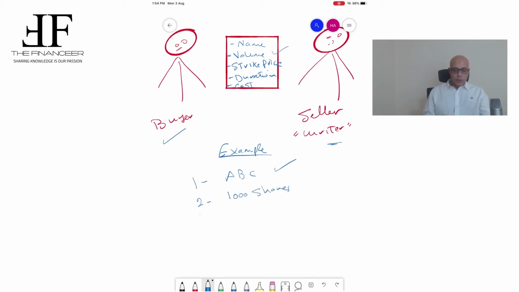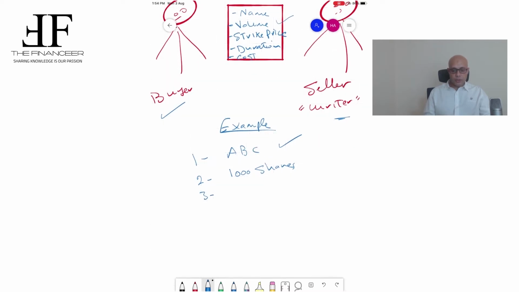Okay. The third information is related to the strike price, and we are going to assume that the strike price here is $55. This is the strike price. And the fourth information is related to the duration. So I'm assuming that it is 30 days from the date of the purchase of this contract. So this is the duration. So it is 1 month from purchasing this contract.